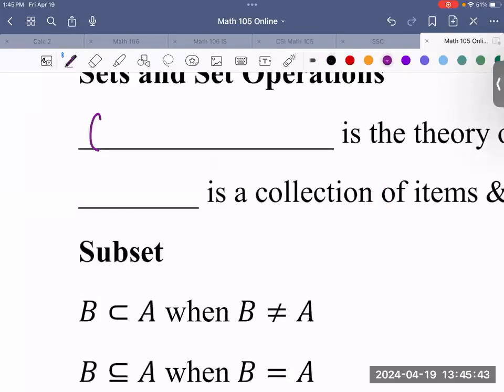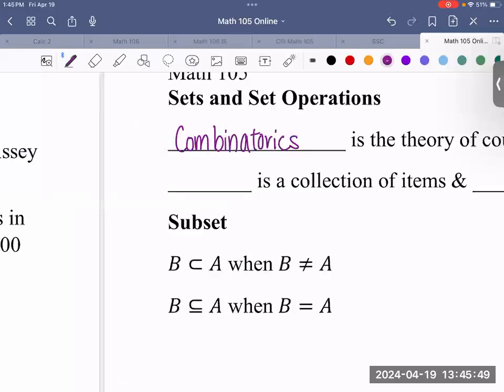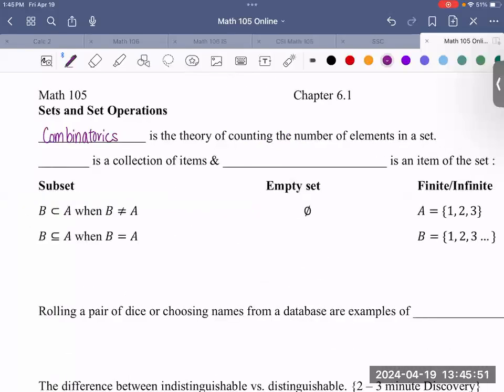combinatorics is the theory of counting numbers of elements in a set. So what the heck are elements? What the heck is a set? Well, a set is a collection of items, and those items are called elements.